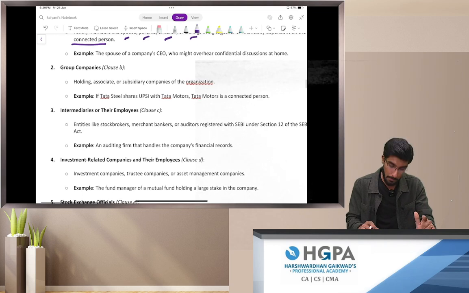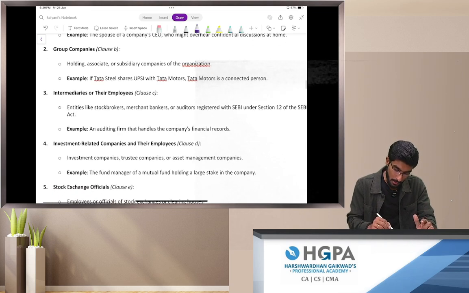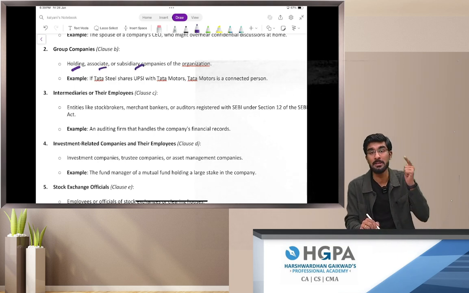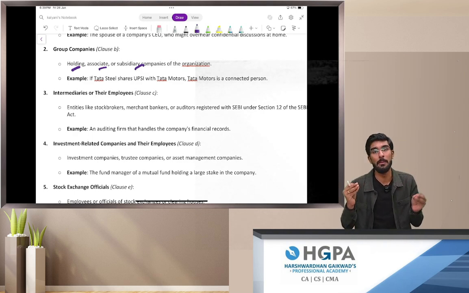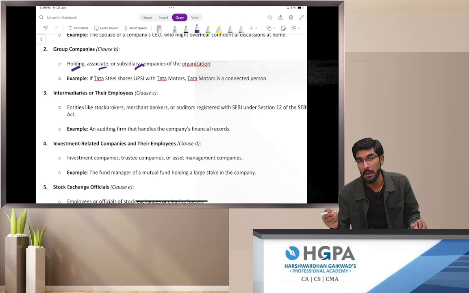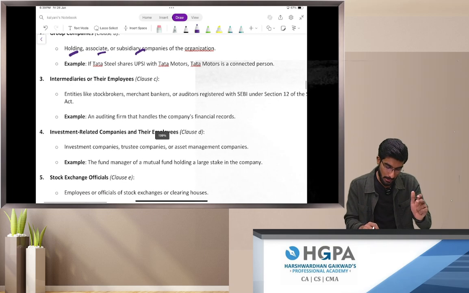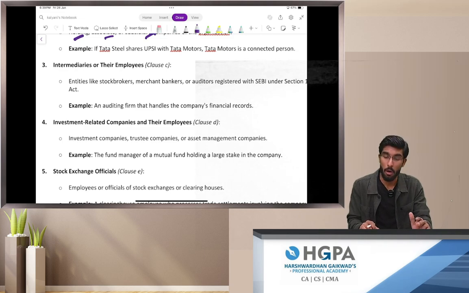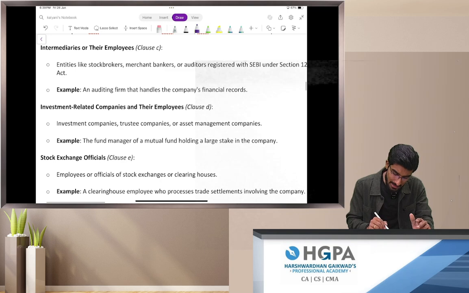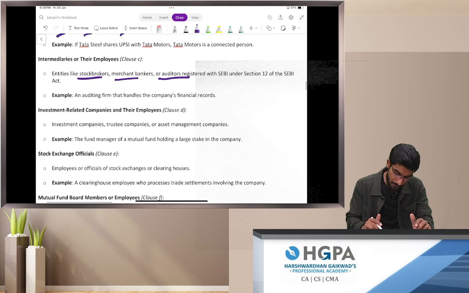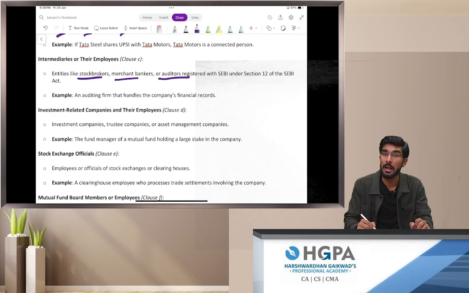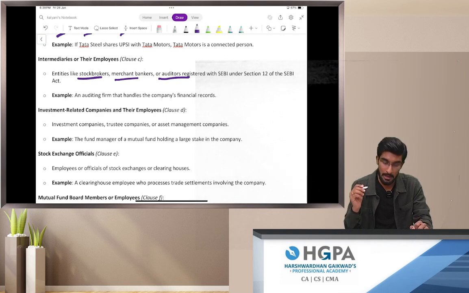Next is group companies. Holding, associate, subsidiary companies of the organization. Holding, subsidiary or associate companies of, let's say, Goldman Sachs will also be called deemed to be connected persons. Number 3 is intermediaries or their employees. Entities like stockbrokers, merchant bankers, auditors registered with SEBI under section 12 can also be called deemed to be connected persons.